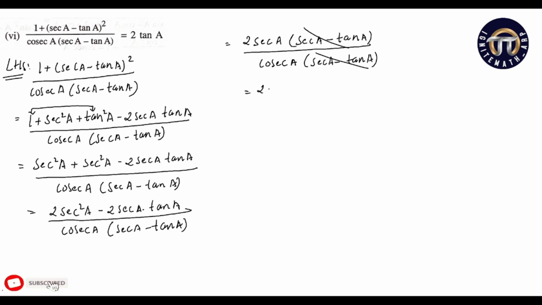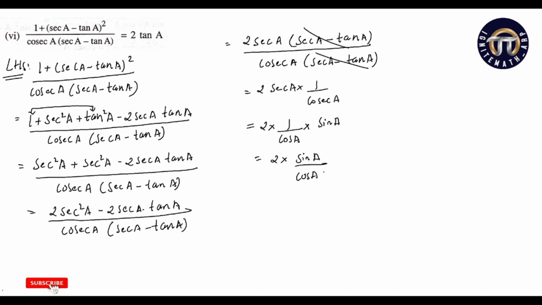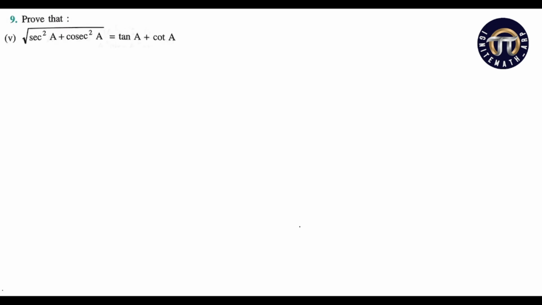So I can write this one as 2 sec a into 1 by cosec a. So 2 sec a, 2 into 1 by cos a, right? 1 by cosec a can be written as sin a. So 2 into sin a by cos a, that is equal to 2 into tan a. So that is nothing but the right hand side. Clear, children? So now let us move to the next question.